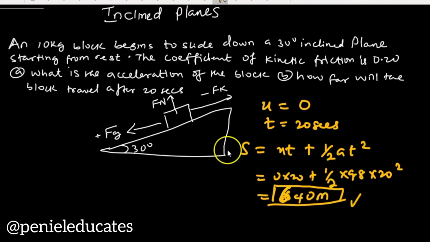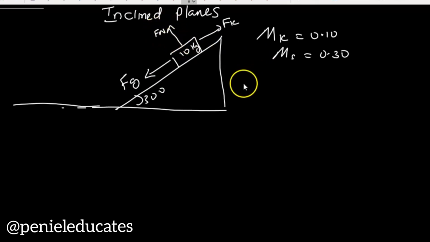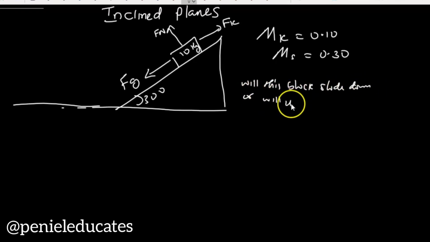All right, let's look at another example. Assuming we have this diagram, don't forget it's sliding: you have the force acting on it downward, mg, and the force opposing it, Fk. We also have the normal force acting on the block. Now, will this block slide down, or will it remain at rest?